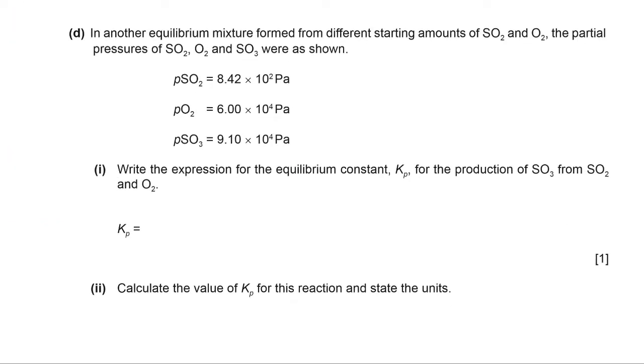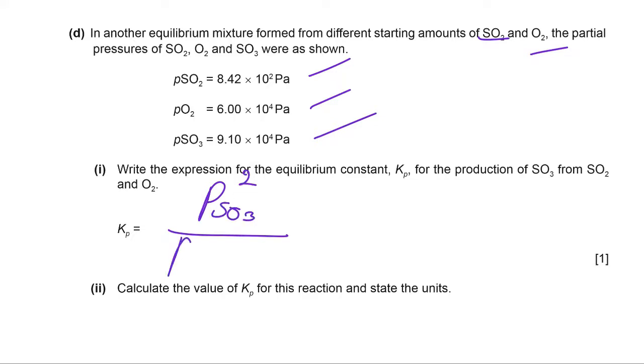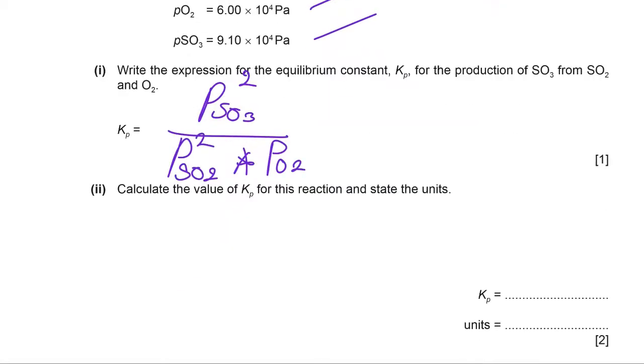In another experiment, a mixture formed from different starting amounts of SO2, O2, and SO3. You have the partial pressure for all of them. You need to write the expression. According to this expression, you have 2 moles of SO3, product over reactant, SO3 to the power 2 over SO2 to the power 2 times oxygen to the power 1, because 1 mole. Then you need to calculate the Kp.